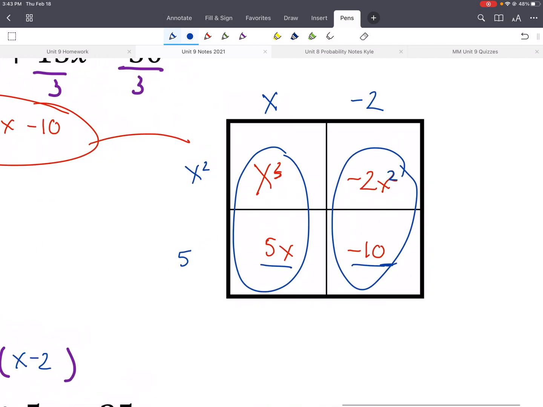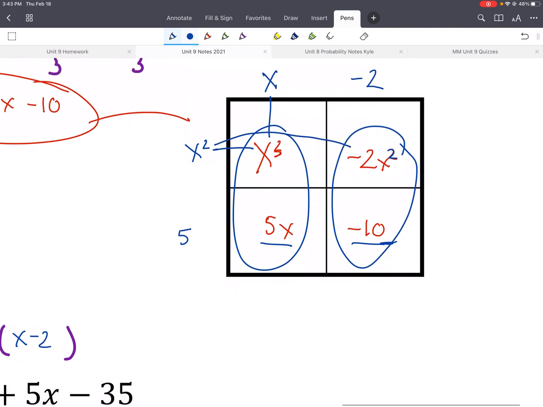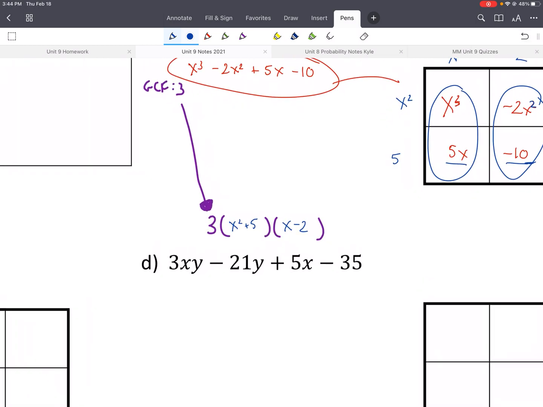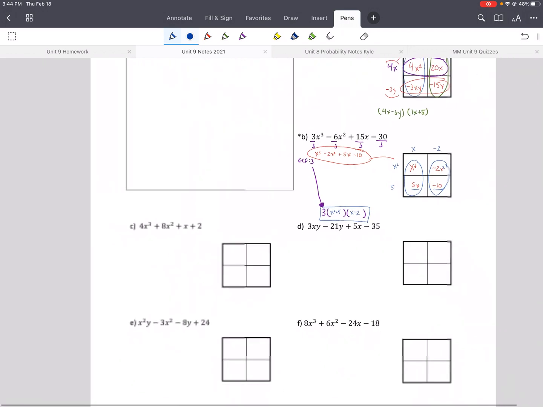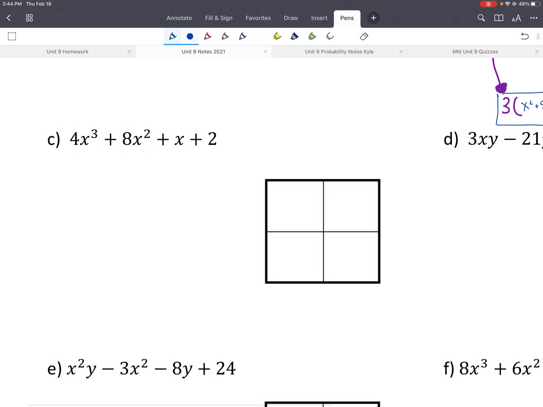Again, we can always check by multiplying. So x squared times x gives you x to the third. X squared times negative 2 gives us a negative 2x squared. 5 times x is 5x. And then 5 times negative 2 gives you a negative 10. Okay? And we can make sure we got that. Okay? And that's it.